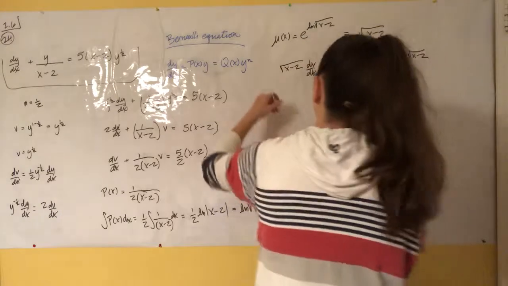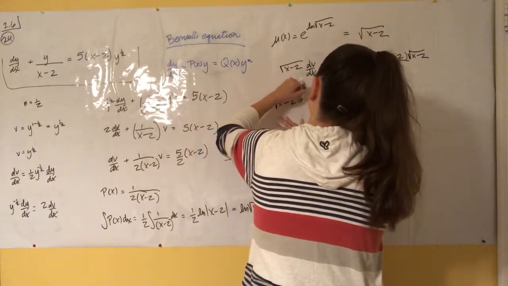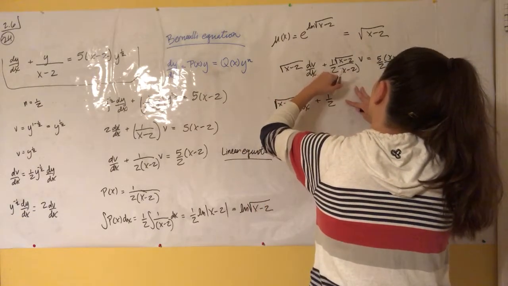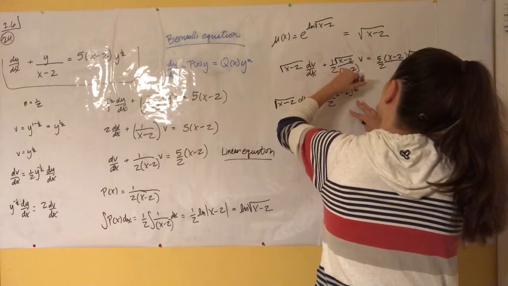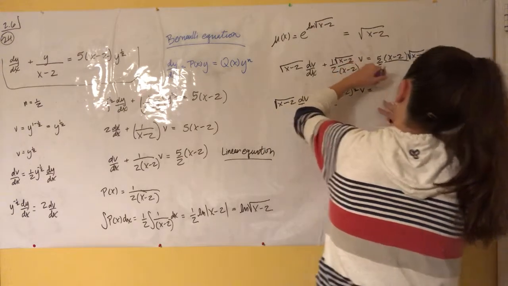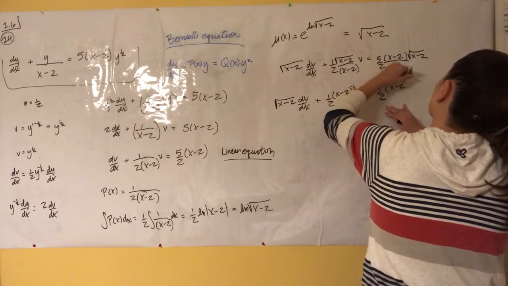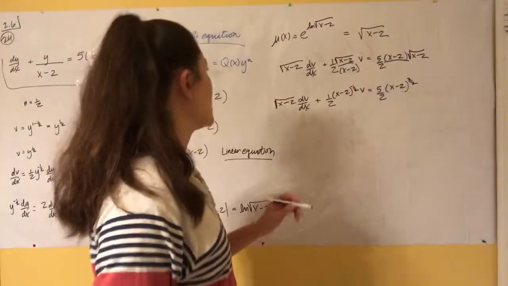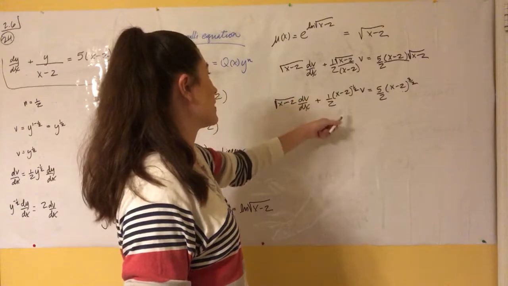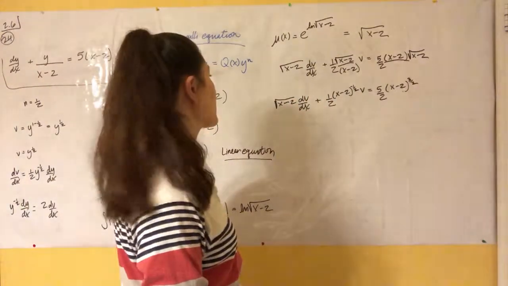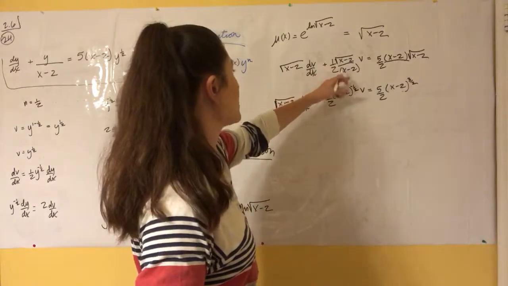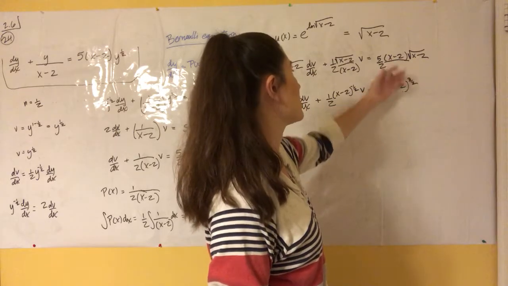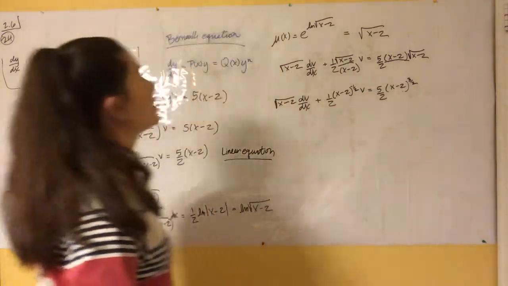And to simplify, it's just going to end up being x minus 2. Right? Because you got square root of x minus 2 over x minus 2, that gives you x minus 2 to the negative 1/2 because it's 1/2 minus 1. And then over here it's 1 plus 1/2. That gives you 3/2.